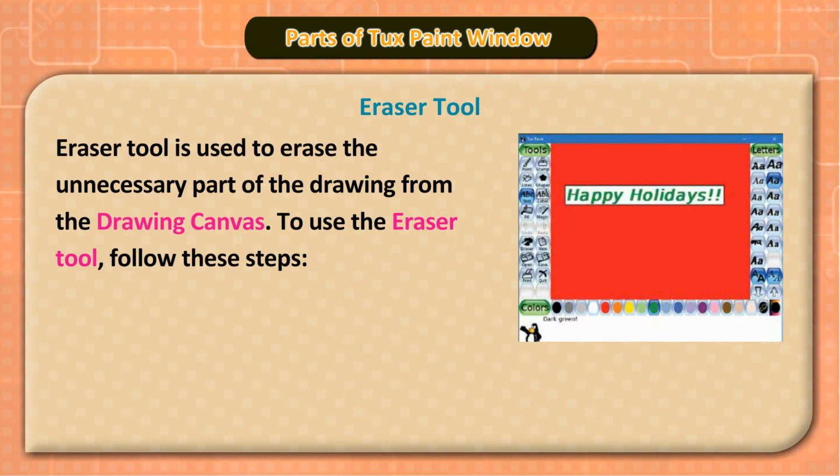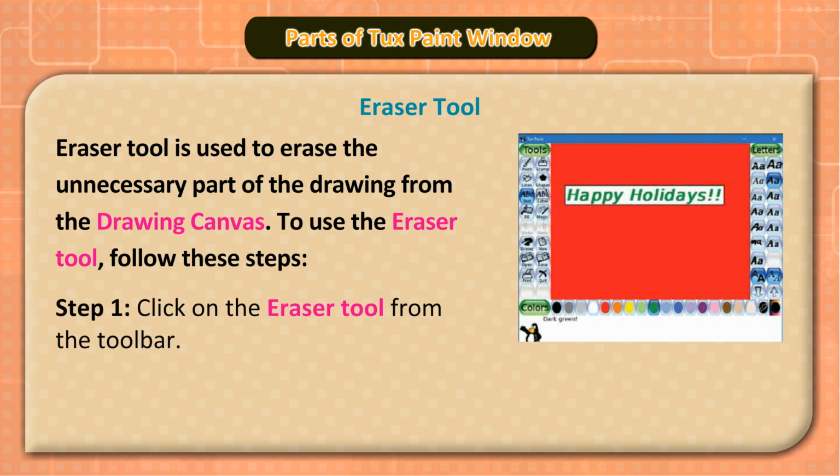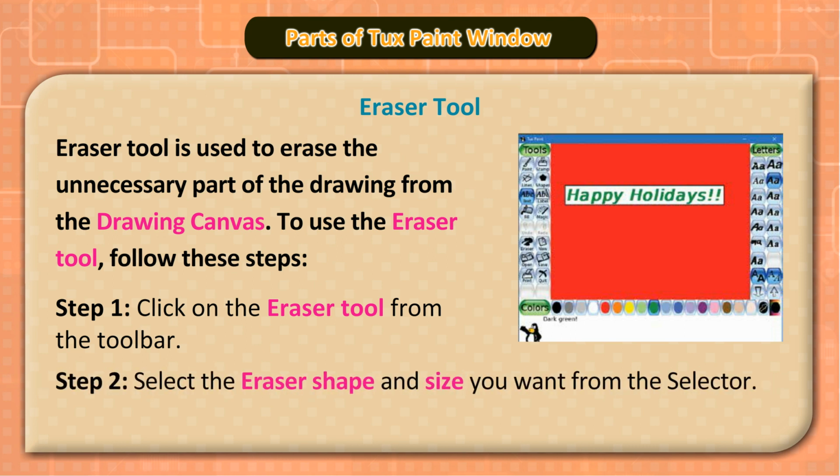Eraser tool. The Eraser tool is used to erase the unnecessary part of the drawing from the drawing canvas. To use the Eraser tool, follow these steps. Step 1. Click on the Eraser tool from the toolbar. Step 2. Select the eraser shape and size you want from the selector. Step 3. Drag the mouse to erase the picture.